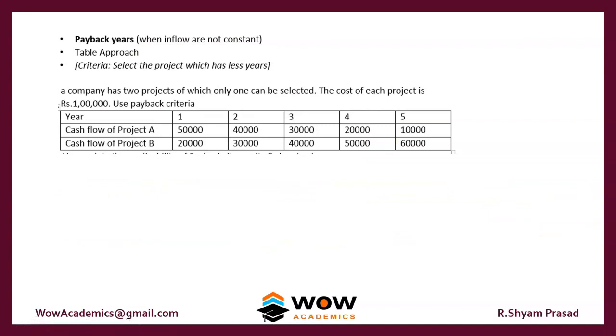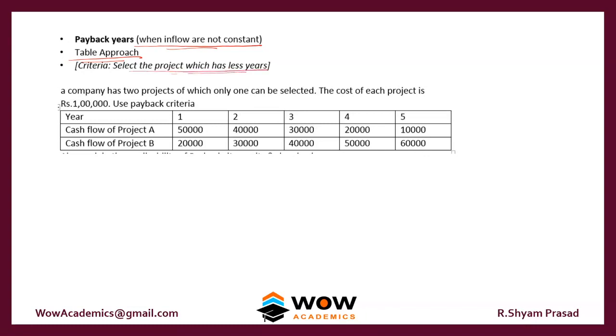So here we take payback in years when cash inflows are not constant. For this, we don't have any formula. We have a table and we have to use that table to get an answer. So we look at it. But the selection criteria is the same. Select the project which has less years.